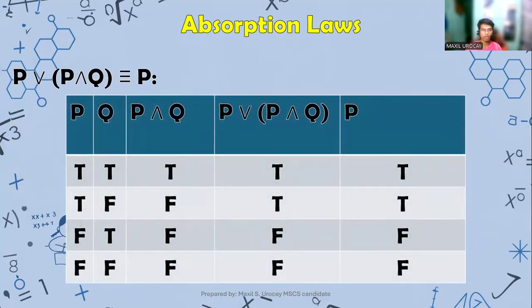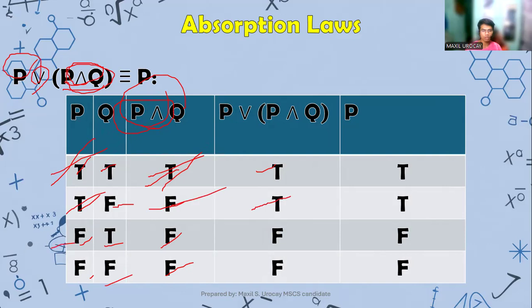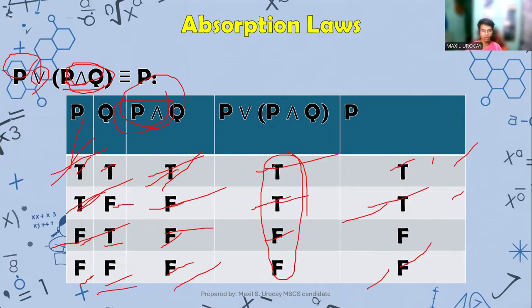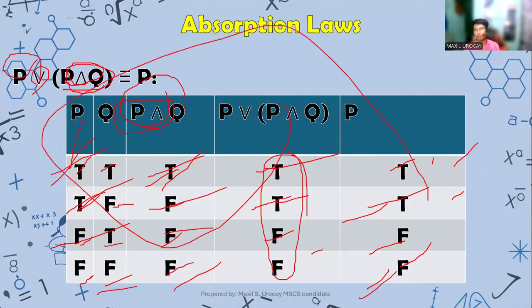So P or (P and Q), let's work with this. P and Q is multiplication: true and true is true, true and false is false, false and true is false, and false and false is false. Now, once we add that with P, true or true is true, true or false is true, false or false is false, and false or false is false. So this is the detail. For your P, true, true, false, false, and they are equivalent. Let's see: true and true, yes; true and true, yes; false and false, yes; false and false, yes. So this is the absorption law.